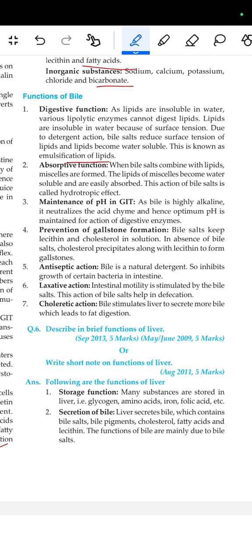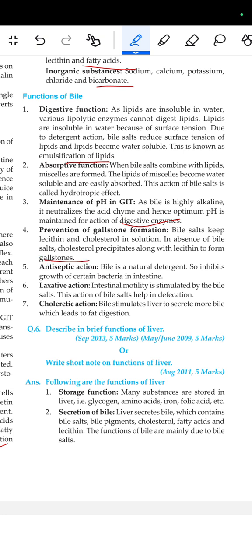Maintenance of the pH in the GIT: as the bile is highly alkaline, it will neutralize the acidic chyme and hence the optimum pH is maintained for the actions of the digestive enzymes. Prevention of gallstone formation: the bile salts keep the lecithin and the cholesterol in solution. In the absence of the bile salts, cholesterol precipitates along with the lecithin to form the gallstones.